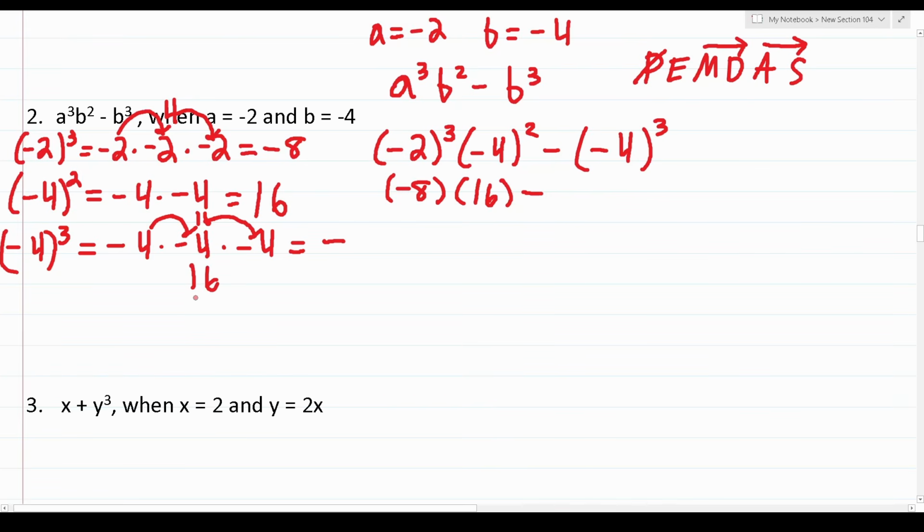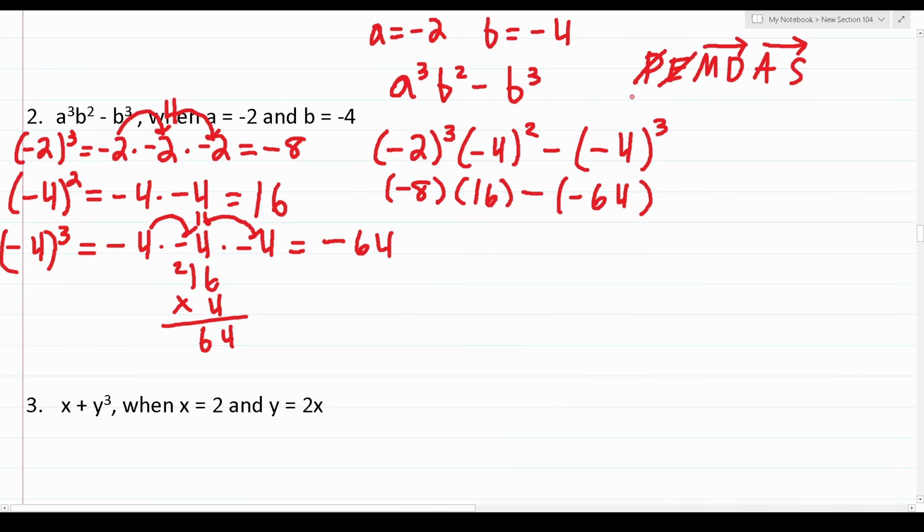If you need to, you can go ahead and work it out like this. 6 times 4 is 24, carry a 2. 4 times 1 is 4, plus 2 is 6. So this is -64. All right, so this is minus -64. So we took care of our exponents.